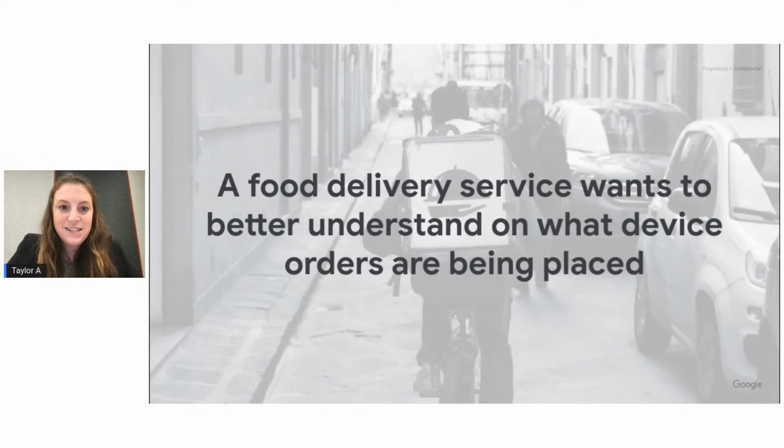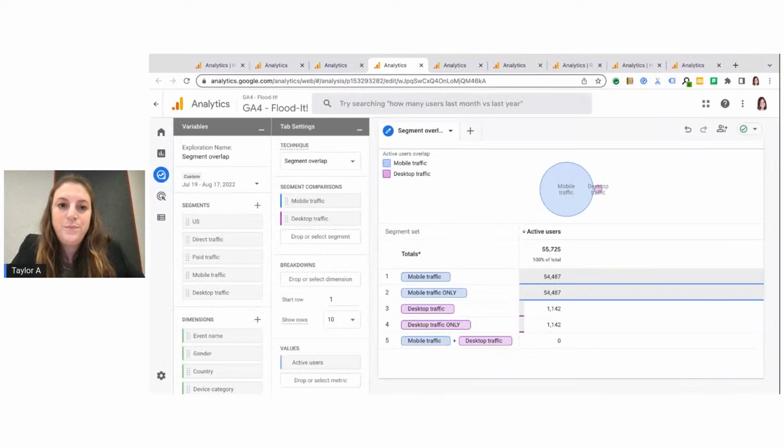To go to the next use case, we're going to look at a food delivery service that wants to better understand on what device orders are being placed. So I'm going to jump back into the demo environment. Just a heads up, I'm now using the Flood-It account of the Google demo account. Flood-It is an app plus web environment, meaning it is a game that you could play whether it's on your cell phone app or on your desktop computer. I did this so you could see the breadth of our demo accounts that you could play around with that make the most sense for your business.